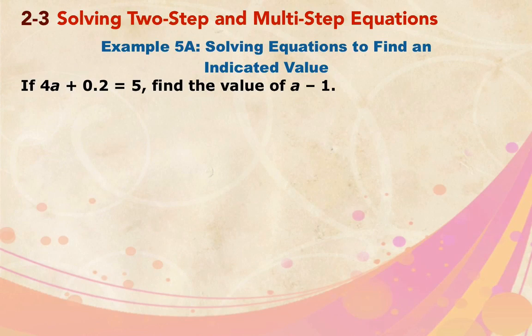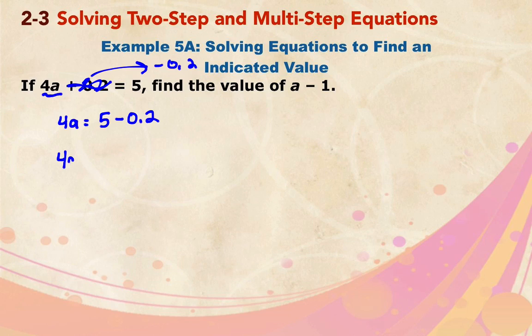Okay, these are our last couple examples here, and these are nothing crazy. This says if 4a plus 0.2 equals 5, find the value of a minus 1. So what we have to do here is find a first, and then take that value and subtract 1. So here we have 4a plus 0.2 equals 5. I'm just going to leave my variable term alone here on the left, and I'm going to ship this 0.2 over to the other side and change the sign. So that means I'm going to have 4a equals, now 5 is going to stay where it is, but I'm going to get a negative 0.2, and it's gone.